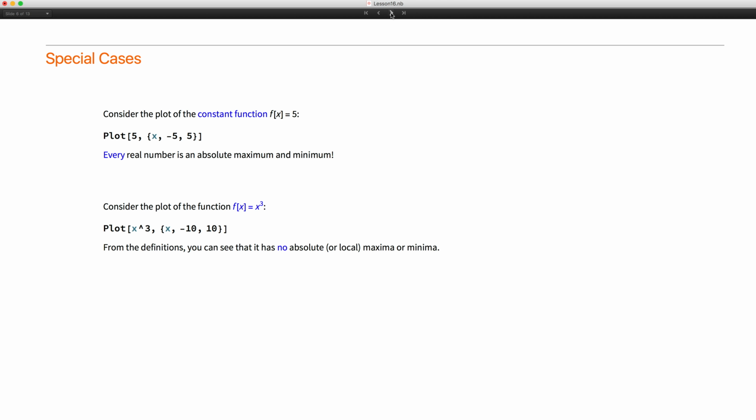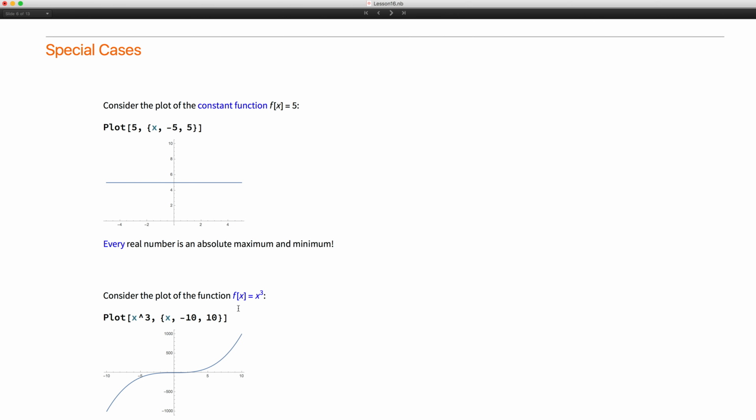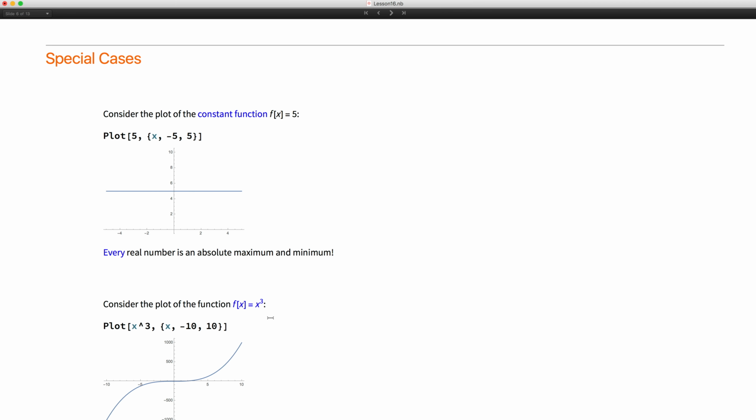Okay, so things could go wrong or be different in some cases. For example, if you have the constant function, like over here, the constant function 5, then clearly every real number is an absolute maximum and minimum. On the other hand, if you have the cubic function over here, then you have neither an absolute nor a local maximum or minimum anywhere. So these are very special cases which are worth remembering as we talk about maxima and minima.